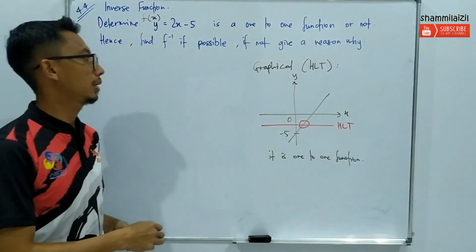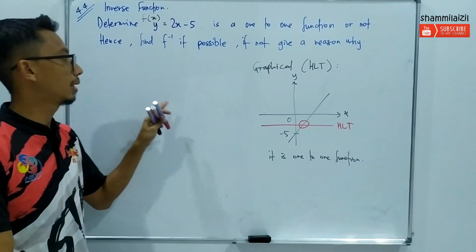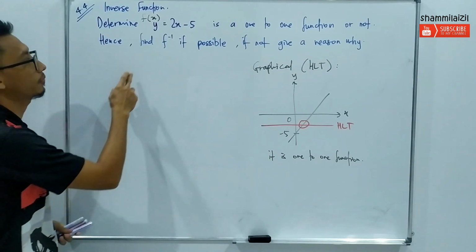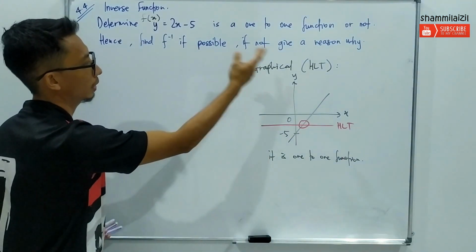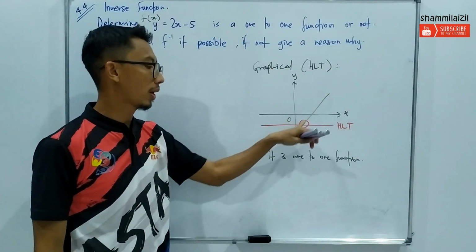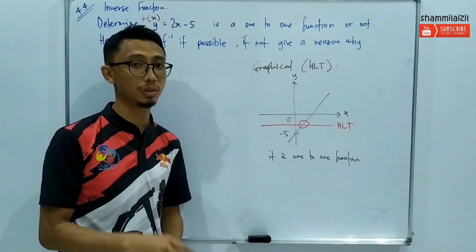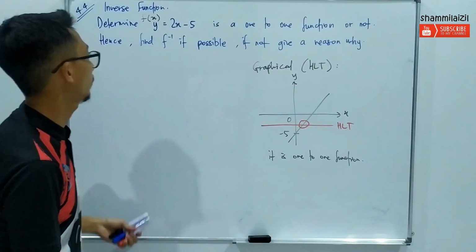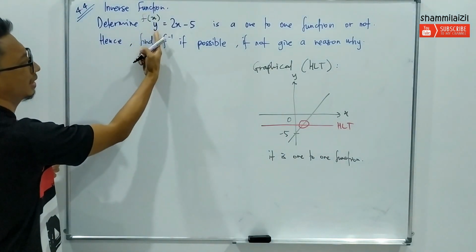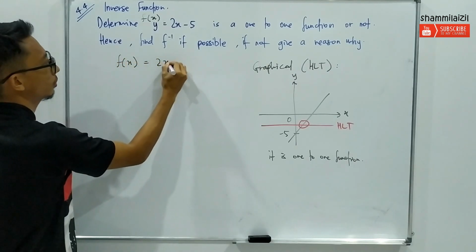Let's say you want to do the graphical part only. So I erased already the algebraic method, for us to proceed with the second part. Hence find f inverse if possible. If not, give a reason why. It is possible, guys, because we have proved that it is a one-to-one function. So since it is a one-to-one function, it's going to have an inverse. So how do we find the inverse? Given the question, even in y form, you can change it to f(x), right? So f(x) equals 2x minus 5.